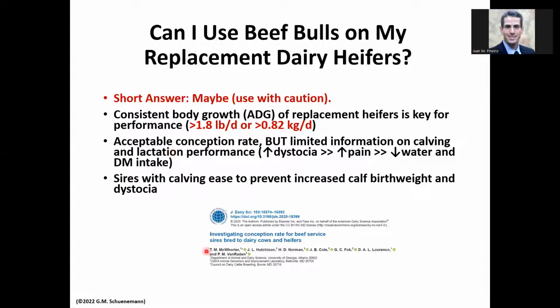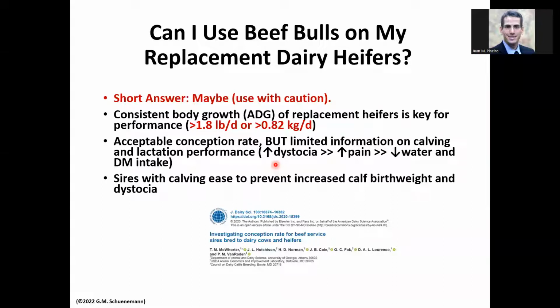And there is data that look at conception rate, either in cows and in heifers, using beef sires. They do give you acceptable, really good conception rate, but there is very limited information on calving and lactation performance, right? And I remember heifers are very sensitive to dystocia. Under normal condition, a number of heifers, even though you don't need any assistance, will have a little bit of laceration in the birth canal, and that is associated with pain. And usually you will see a little bit more metritis in heifers compared to your cows, right?